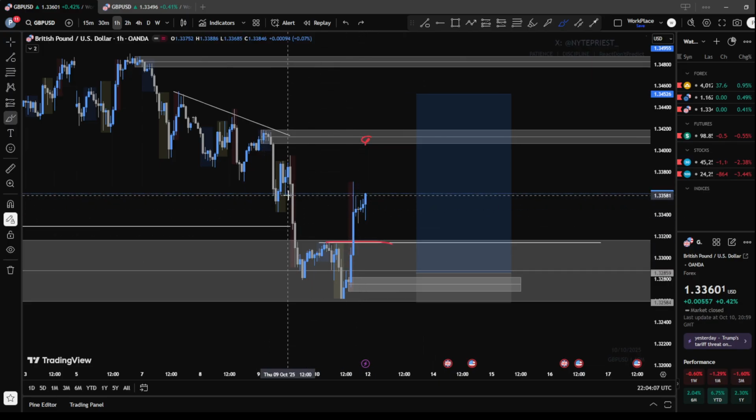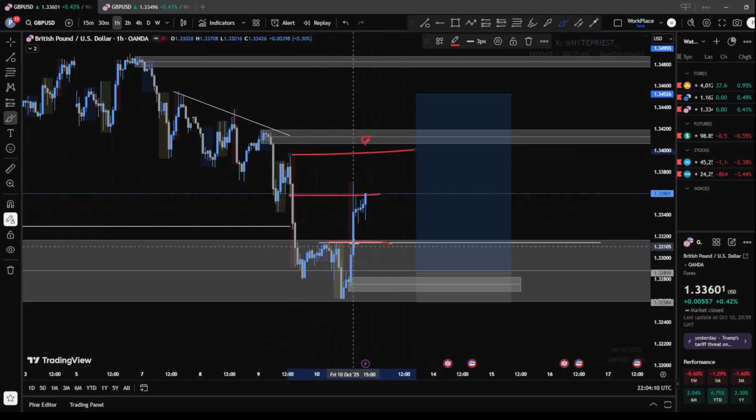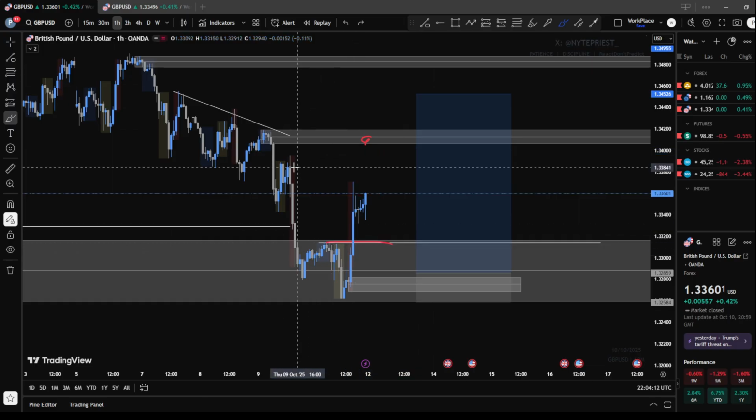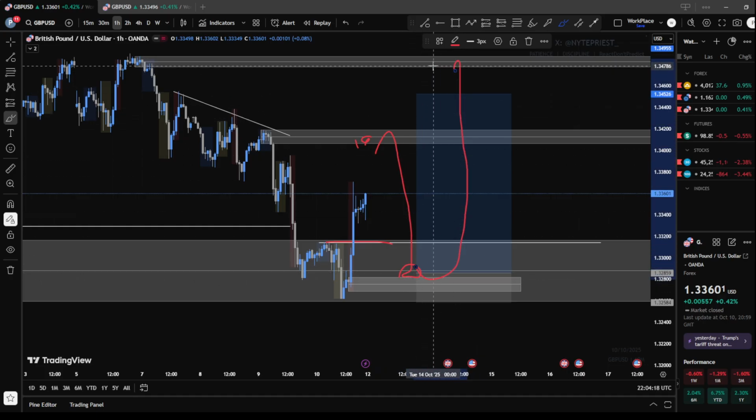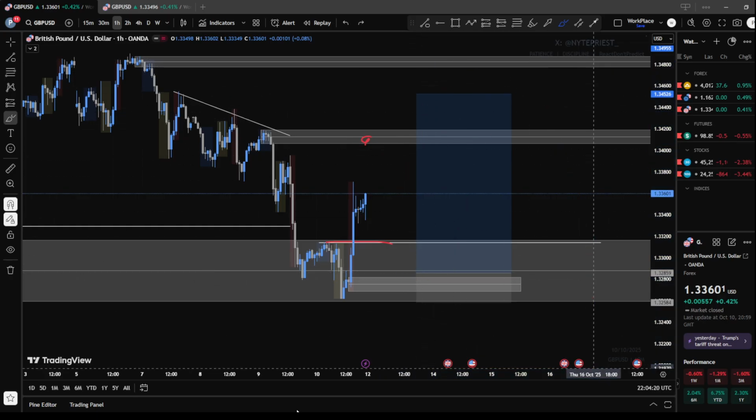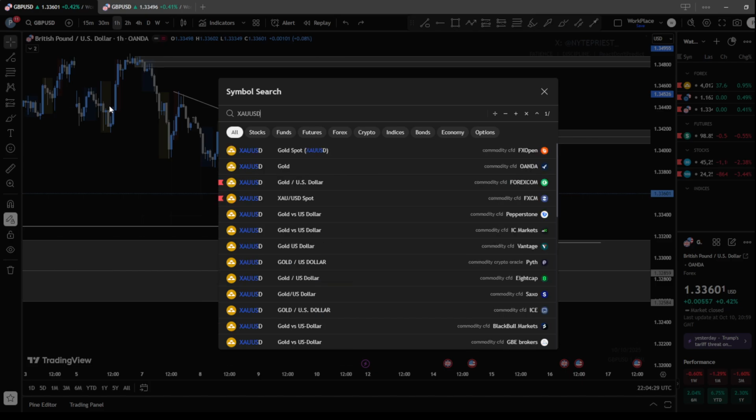So I'll be looking for a reaction on this zone to sell to here, then I'll buy to this zone, then I'll sell again. So that's my narrative for EURUSD, GBPUSD, and then the dollar index. So let's go to XAUUSD.